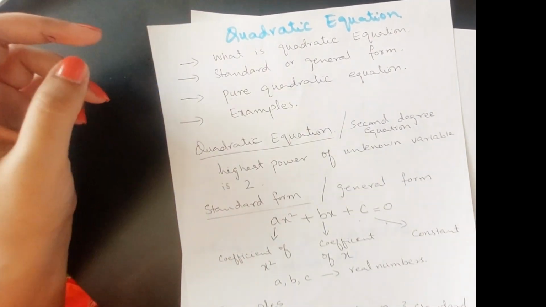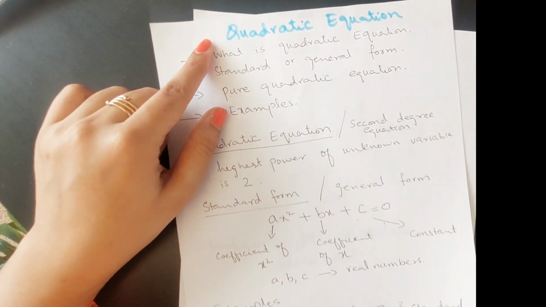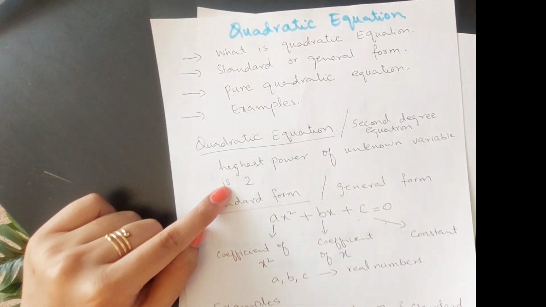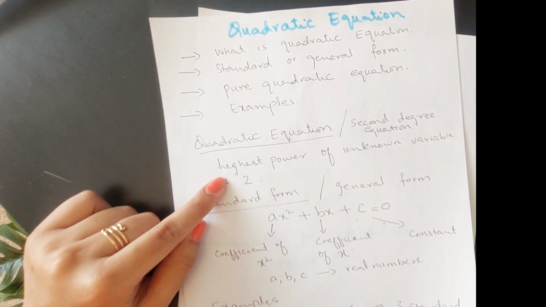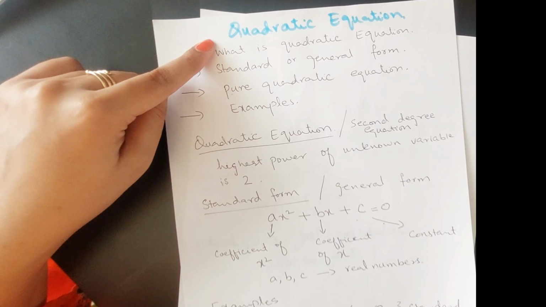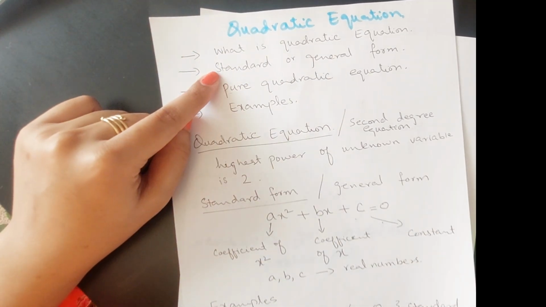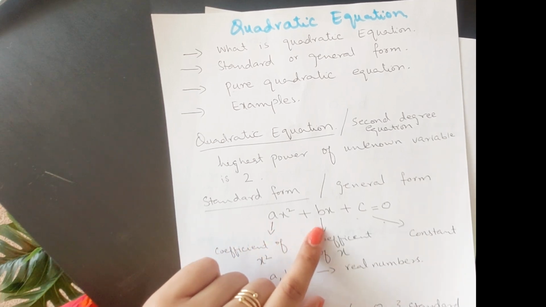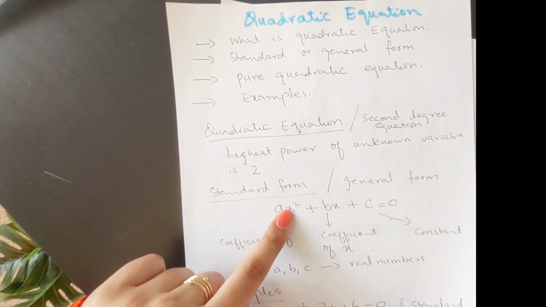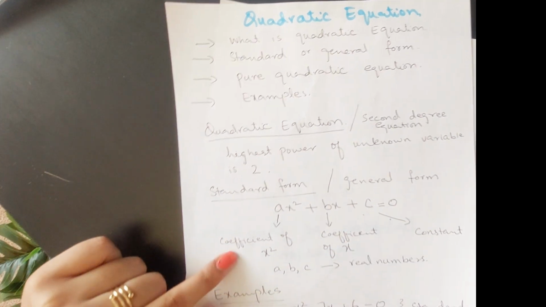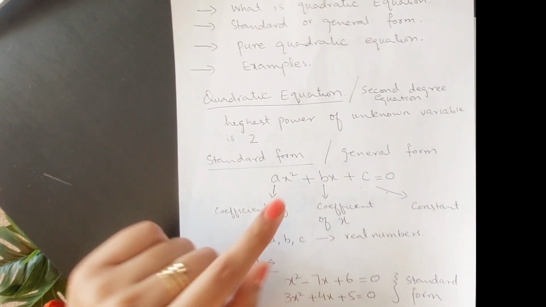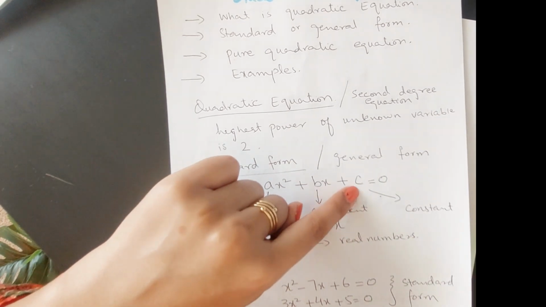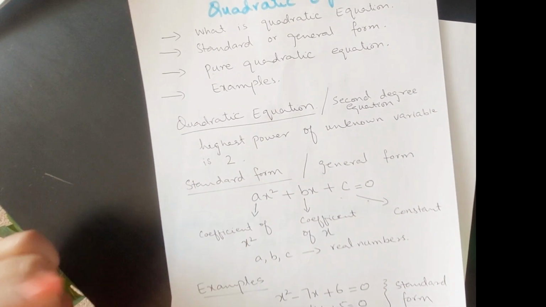So I'll give you some overview about today's lecture. Our pointers were: what is quadratic equation. I already explained, when the highest power of the unknown variable is 2, that is called quadratic equation. What is standard or general form? The form in which the quadratic equation is equals to 0 is called standard or general form. A is the coefficient of x square, b is the coefficient of x, while c is the constant value, and they are all real numbers.